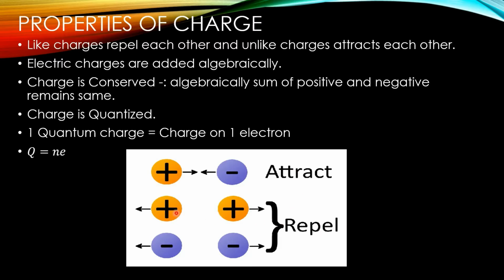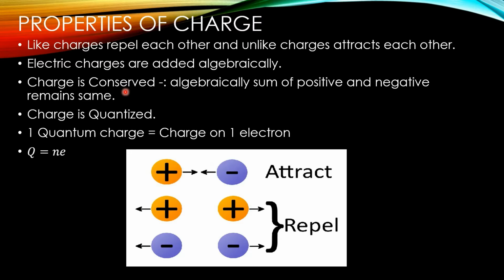If the first charge is plus, the other charge is plus, in that case force of repulsion will be there. If one is negative, the other is negative, same charges, then they will repel each other. And opposite charges, first one positive, second negative, or first negative, second positive, in that case they will attract each other. Second property of charge is electric charges are added algebraically.